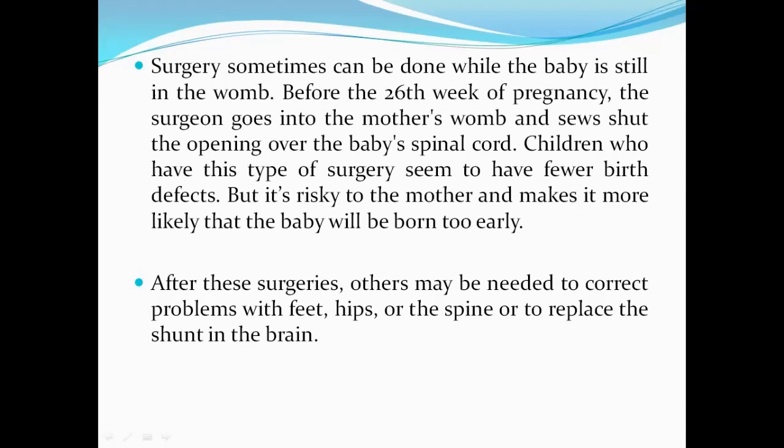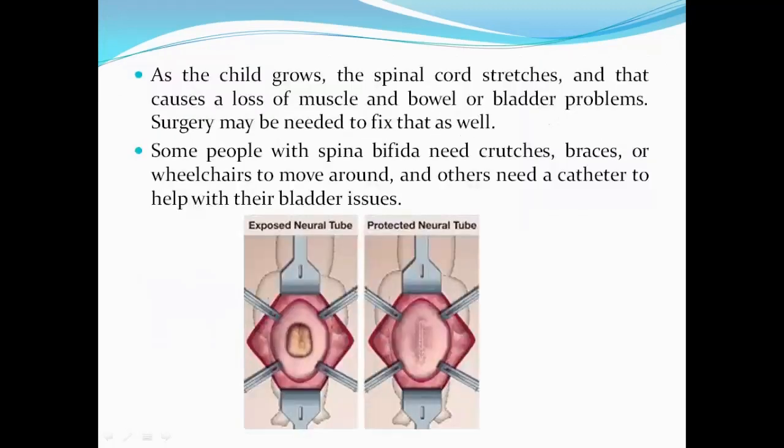After these surgeries, others may be needed to correct the problems with feet, hips, or the spine and to replace the shunt in the brain. As the child grows, the spinal cord stretches and that causes a loss of muscle and bowel or bladder problems. Surgery may be needed to fix that as well. For some people with spina bifida, they might need crutches, braces, or wheelchairs to move around, and others might need a catheter to help with their bladder issues.